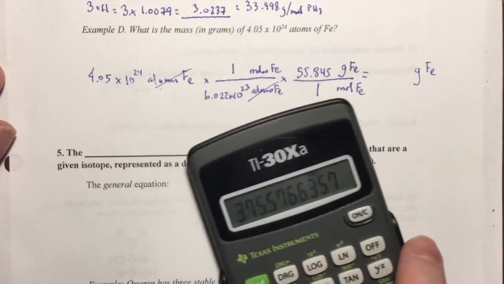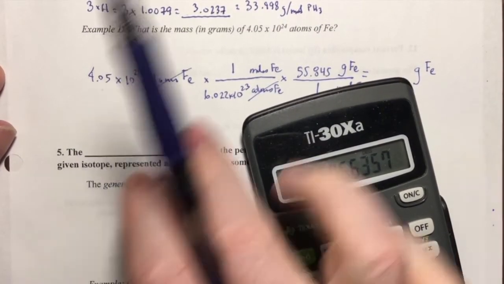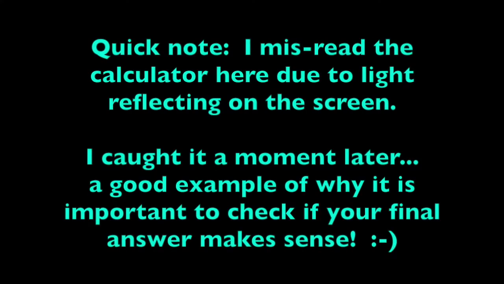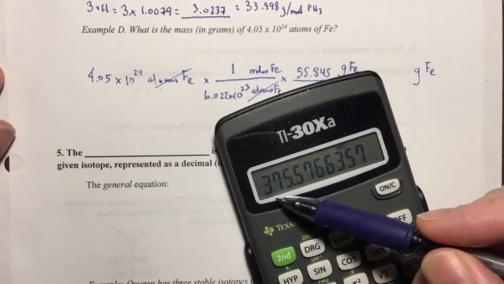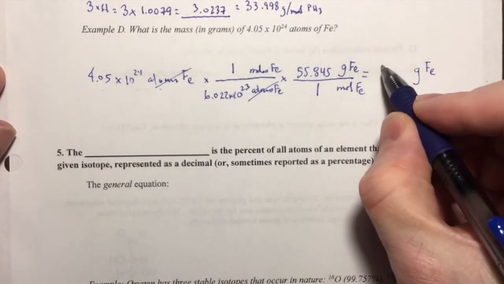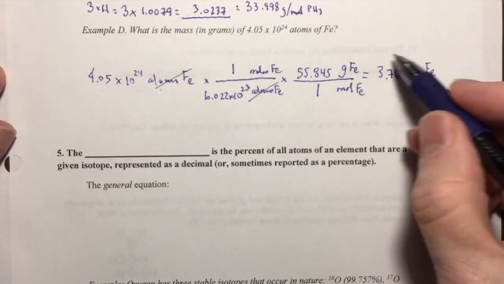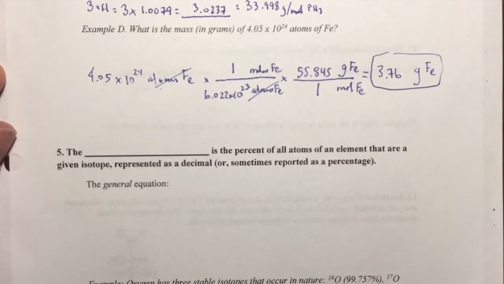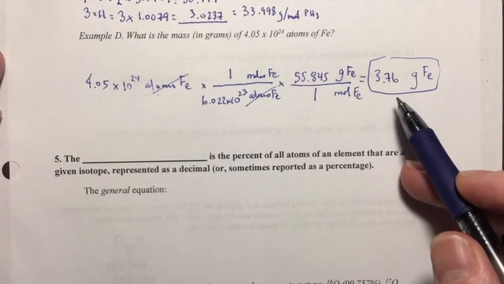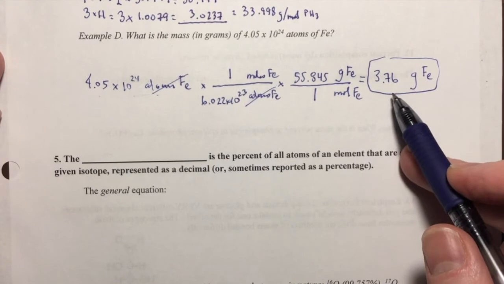So now I can hit my equals. There's my answer. And how many sig figs do I need? I have 3 here, 4 here, 5 here. So my answer should be in 3 sig figs. So 3.76 grams of iron. We always ask ourselves, does that answer make sense? All right, let's check our answer here and see if it makes sense. And I think you're going to spot something right away.